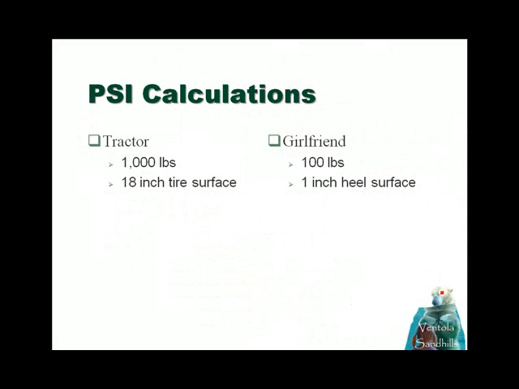I want you to do some math on that, and it's very easy math. We take 1,000 divided by 18 square inches, which gives us 55.5 psi. You guys need to be able to do that: 1,000 divided by 18 pounds per square inch. And Mr. Quinn's girlfriend is going to be 100 pounds divided by 1 square inch, which is 100 psi if she's walking on her high heels on the putting green.